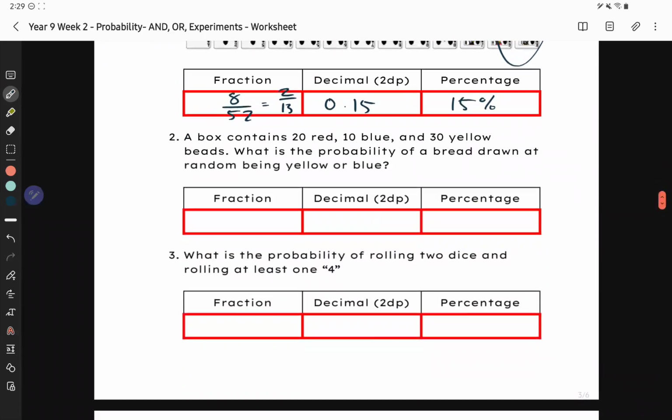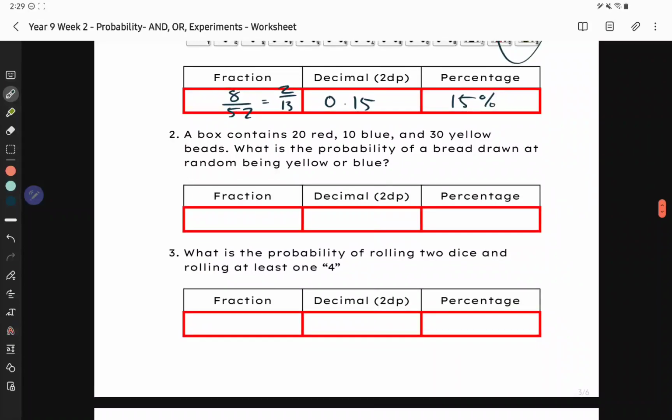Moving on, number 2. A box contains 20 red, 10 blue, and 30 yellow beads. What is the probability of a bead drawn at random being yellow or blue? This says bread, by the way, but of course they wanted to say bead. Okay, the probability of drawing a yellow bead is 30 over, there's 30 yellow. How many is it in total? 60. Okay, cool. Which is also 1/2.